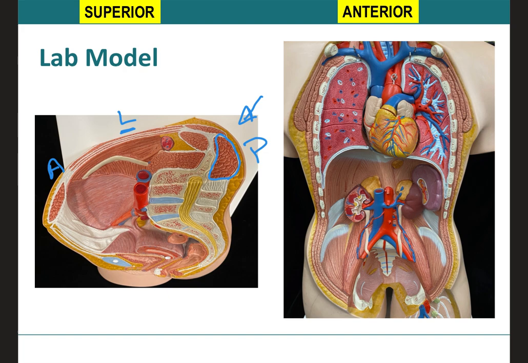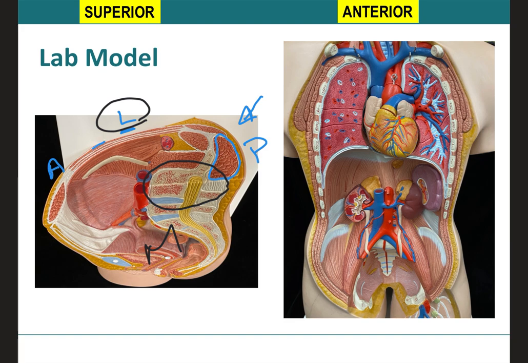And how do I know that this is lateral? Well, remember that I said on the previous slide that this would be your vertebrae, and the vertebrae are medial. Therefore, this area over here would be medial, and this would be lateral. So on the lateral part, that's where we have your obliques, right?